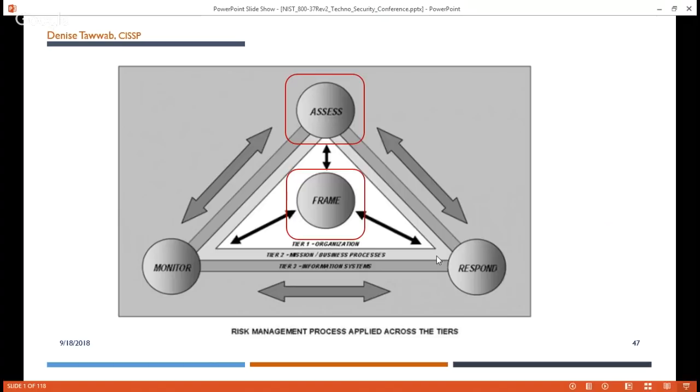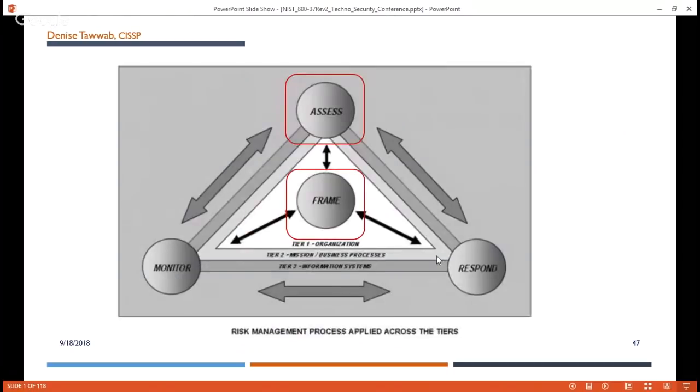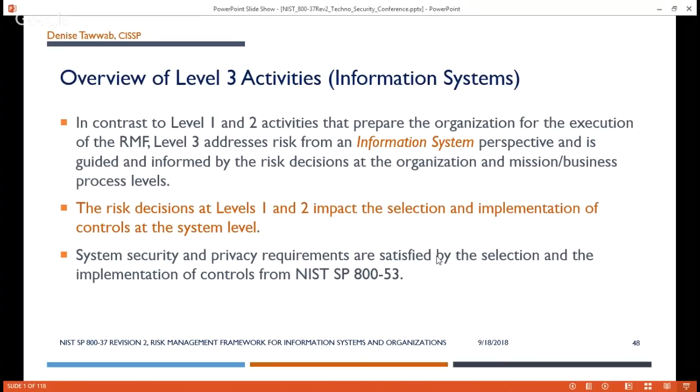The next step in the risk management process is to assess. So at levels tier 1 and 2, you are framing and you are assessing. You are framing the risk for the organization and you are assessing the risk. And then at the business unit, someone is framing the risk that happens with the different lines of business and doing risk assessments.